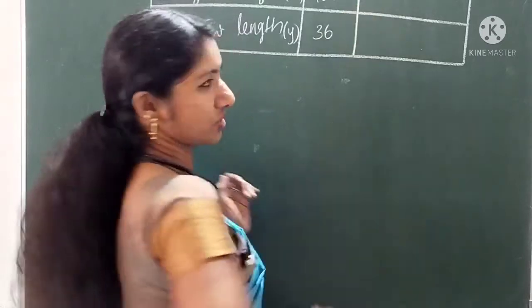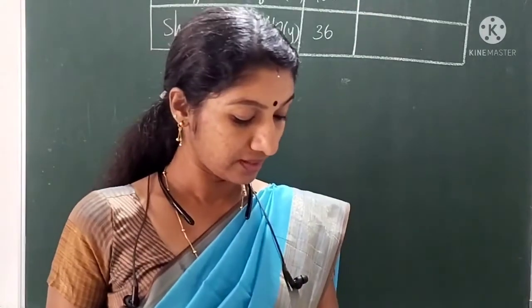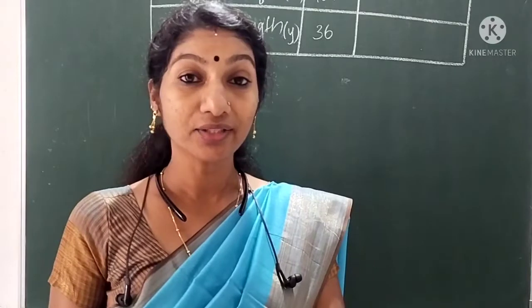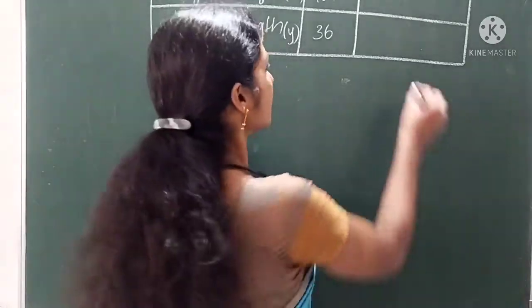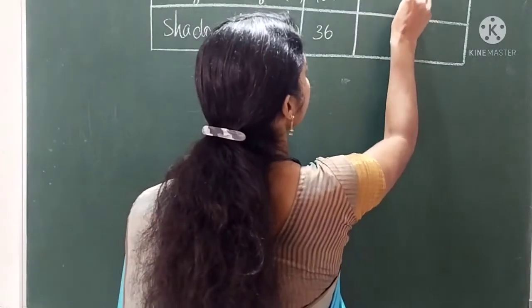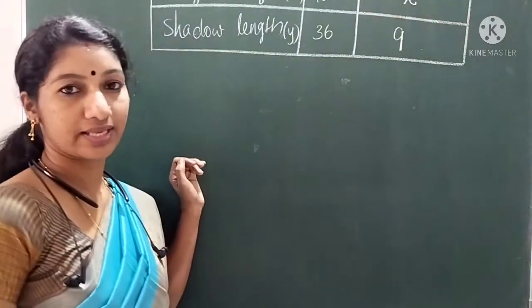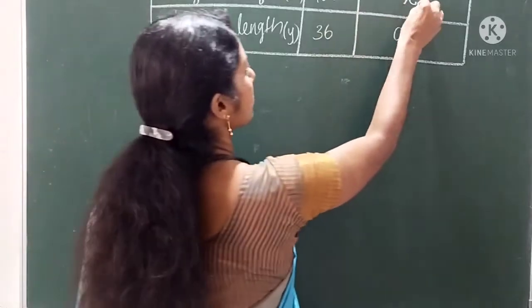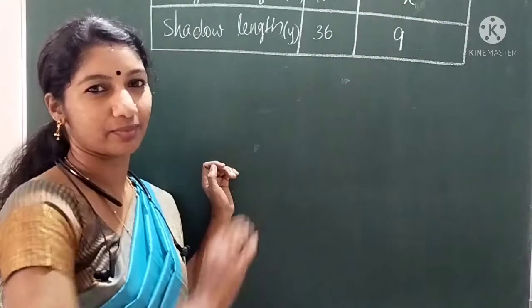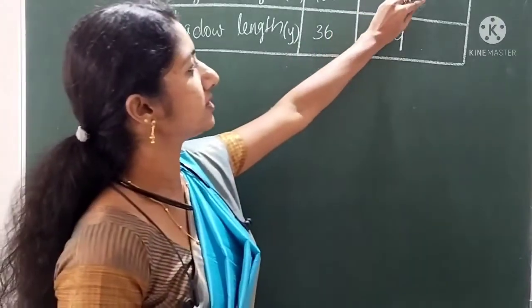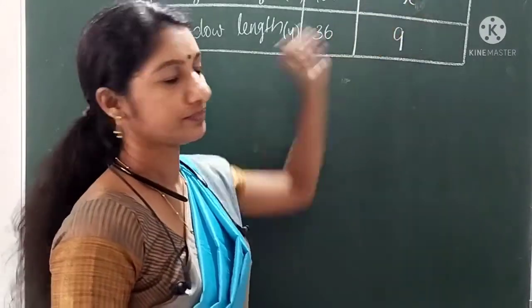This is one situation, and another situation is given. We need to find the height of an electric pole whose shadow is 9 meter. So shadow is given as 9 meter, height is not given. You can mark it as X, or X1, X2 also, it's up to you. I am just taking X only, only one variable, that's why. So we need to find the height of this pole.